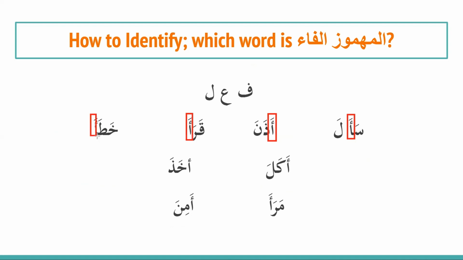Here, this is mahmuzul, again mahmuzul lam. Akala ya'kulu. Akala, again Hamza is at the beginning of the word, so this is mahmuzul fa. Akhaza ya'khuzu, again this is mahmuzul fa. Yes. Akhaza ya'khuzu, this is mahmuzul fa. Mara'a. Mara'a, the third letter is Hamza. So this is mahmuzul.